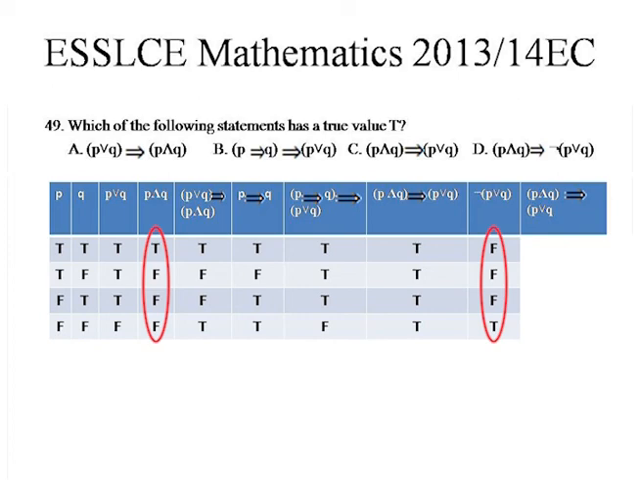That is, true implies false is false, because implication is false only when the first value is true and the second value is false. Then false implies false is true, false implies false is true, false implies true is true. So choice D does not have a truth value of T because we have false at the first row. So the correct answer is choice C.